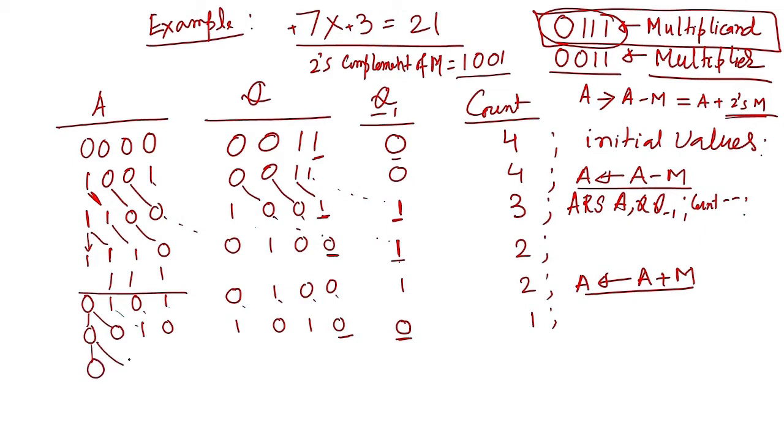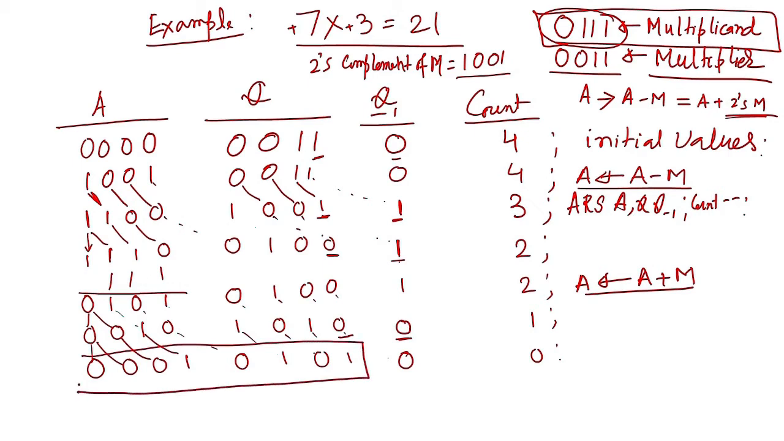So, this will be 0, this will be 0, this will be 0, this will be 1, this will be 0, this will be 1, this will be 0, this will be 1, this will be 0, and this value is 0. This is done, and then what is the result? Result is this portion only. So, 2 to the power 4 is 16, plus 1, so this is 21, and because this sign is positive, this is a positive number.